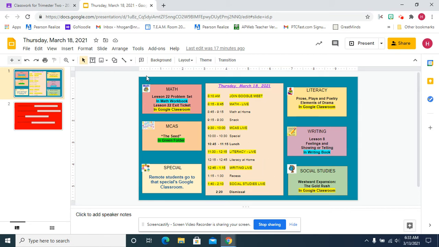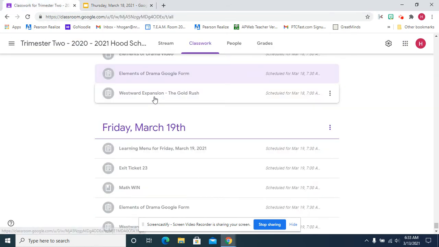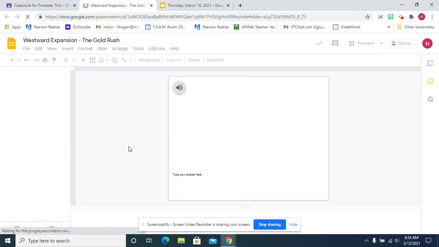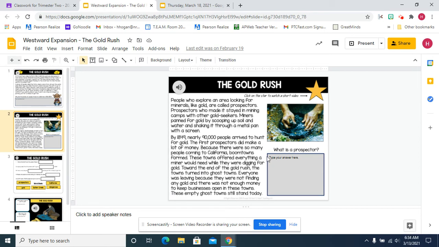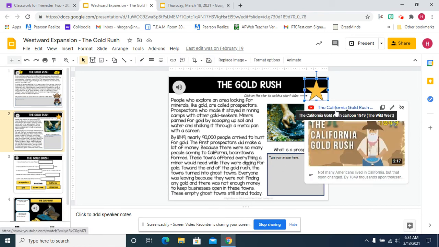And after recess, we're going to learn about the gold rush in social studies. And again, it's narrated, so you're going to read the slide. And why did thousands of people travel to California from 1848 to 1855? You're going to read this slide. And what is a prospector?